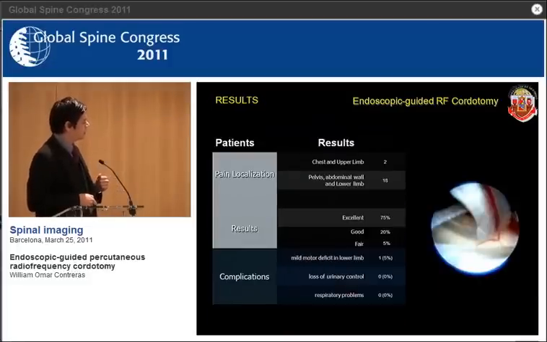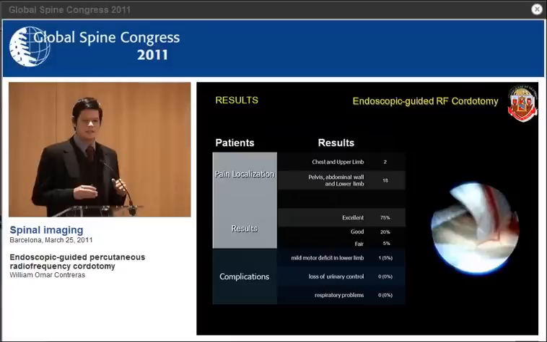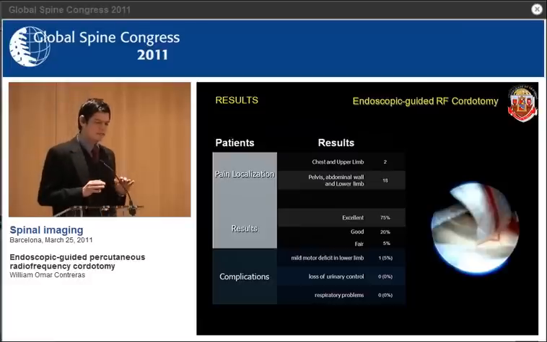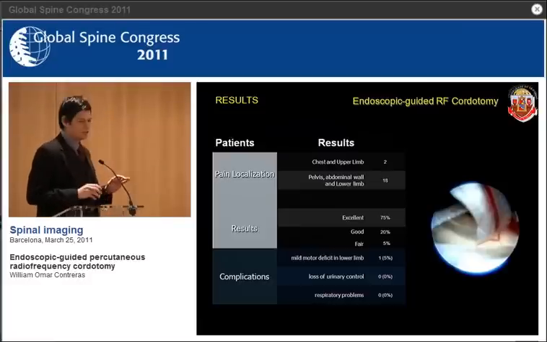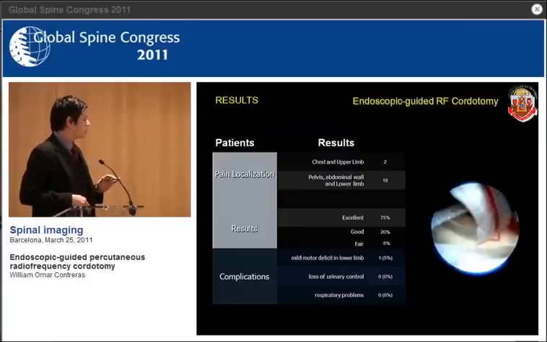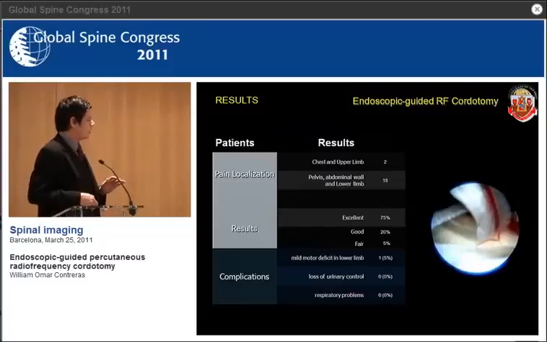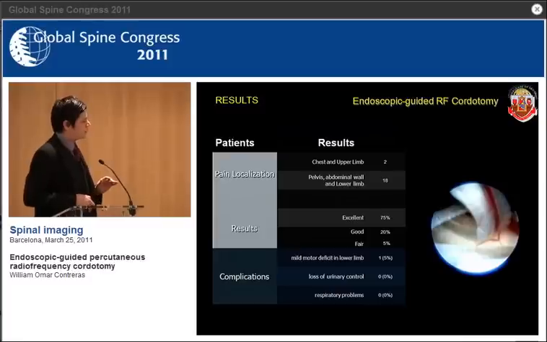The scale that we use for the result is excellent when the patient is pain-free right after the procedure, and this was 75% of the patients. Good when the patient still has some pain, but is comfortable, and fair when there is no change. For complications, we had a mild motor deficit in the lower limb, but with physiotherapy, it recovers over a period of 14 days. In the literature, some loss of urinary control and respiratory problems are also reported, but with the special landmarks that the endoscopy gives you, you are safer from these complications.